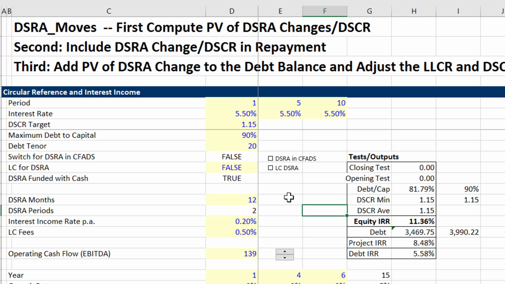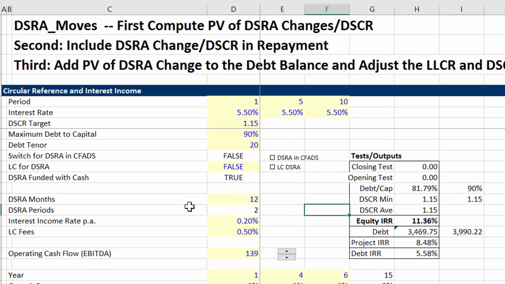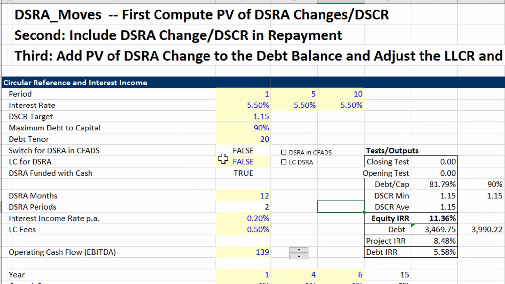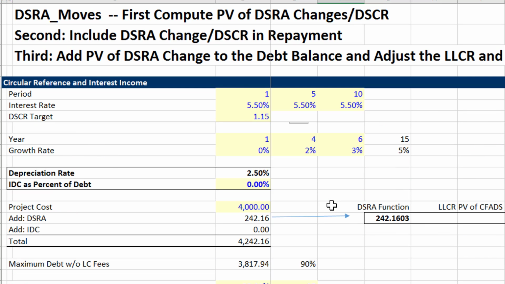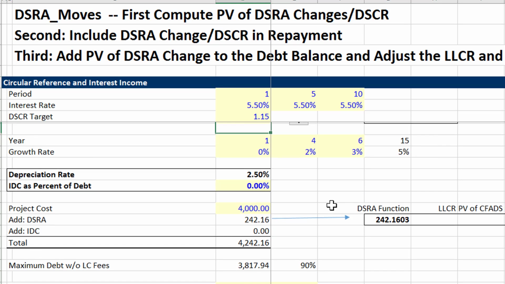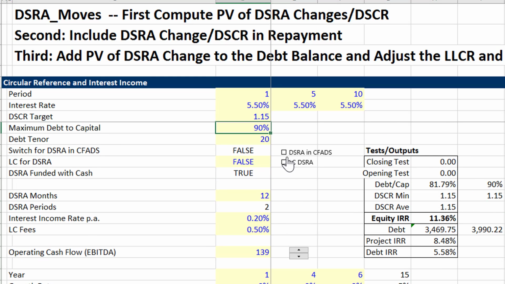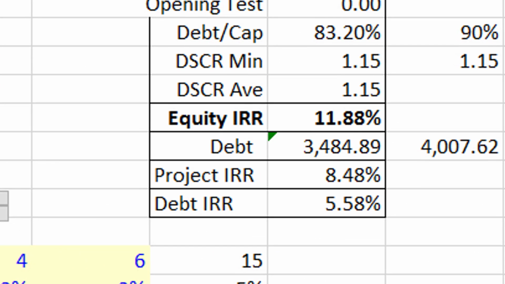Now, let's try just the first thing. Okay, right now we have a debt service reserve account. It's 12 months. Here's part of the funding, here's our project cost, and we have a letter of credit. Now, if we put the debt service reserve account in the cash flow available for debt service, you see we get a little bit higher.